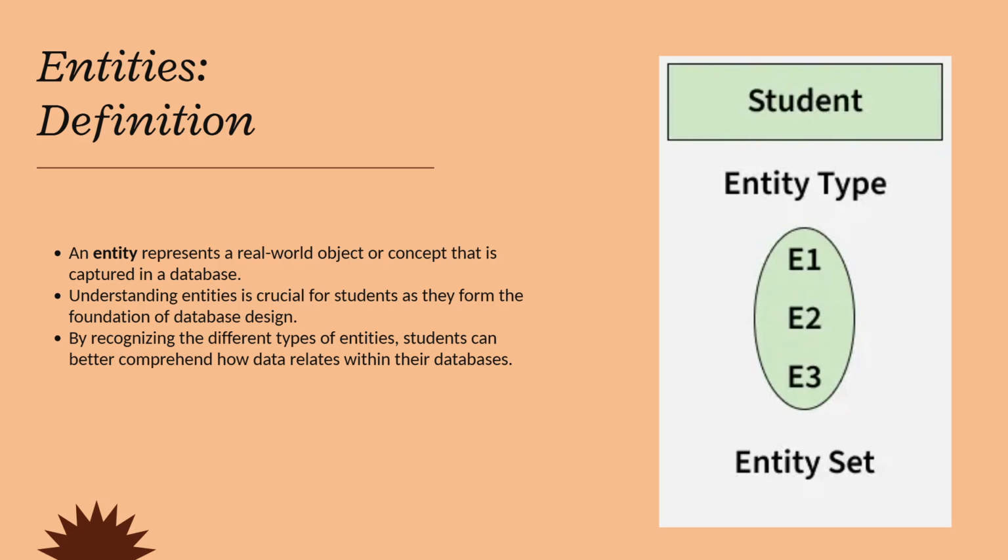Entity definition. What is an entity? An entity represents a real-world object or concept that is captured in a database. Here entities are objects, physical objects. Some examples of entities include students, courses, teachers, employees, etc. A group of entities is known as an entity set.